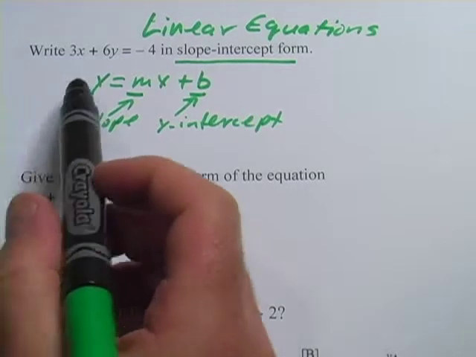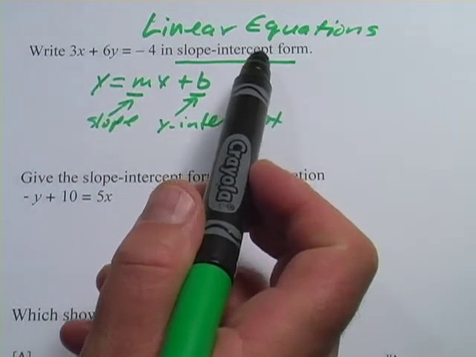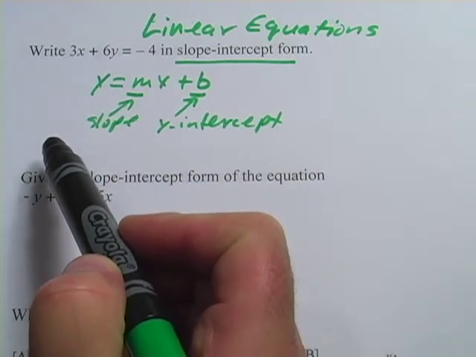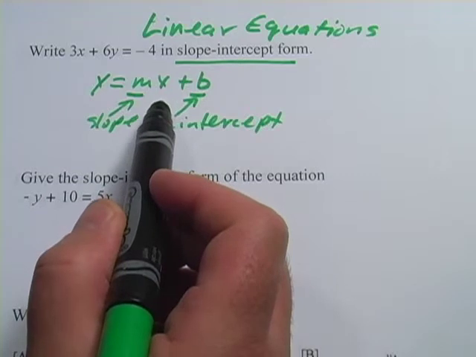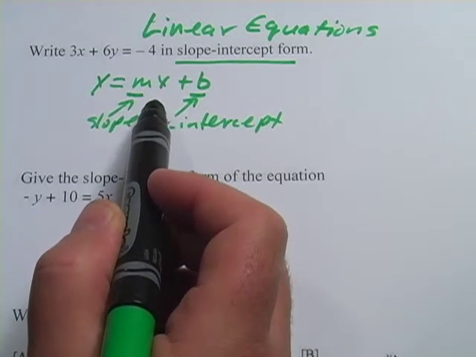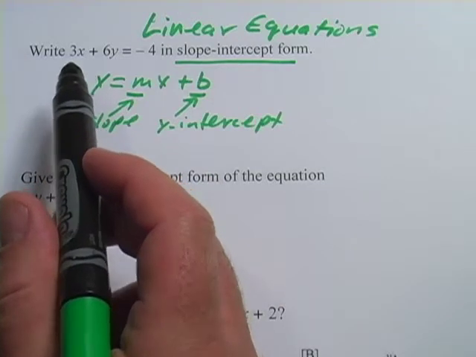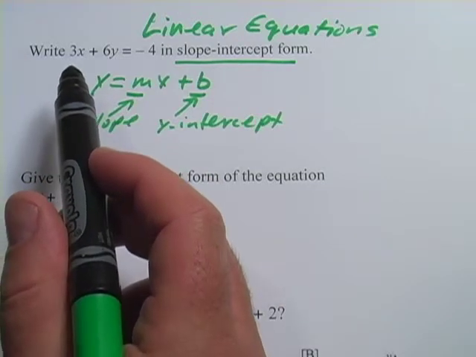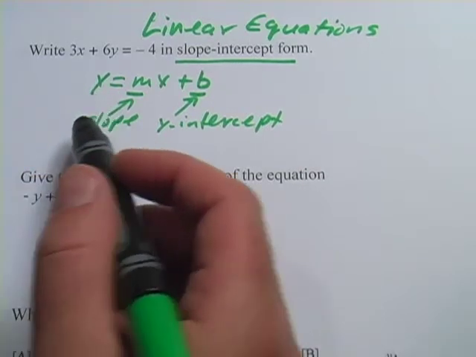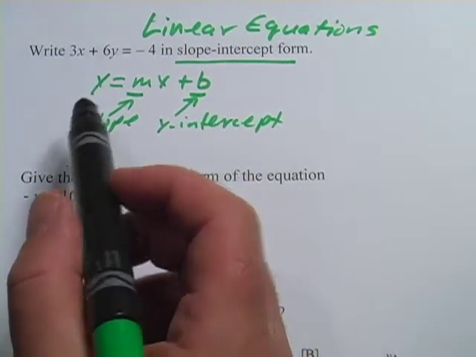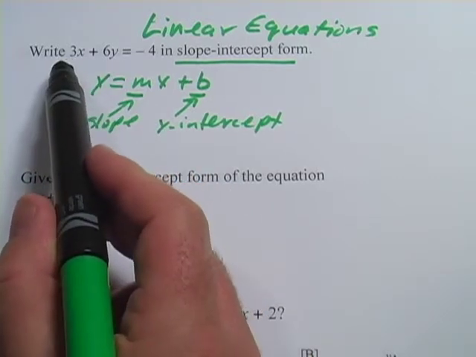So the question here says, write 3x plus 6y equals -4 in slope-intercept form. So how do you do that? Well, you want to get y over on the left and everything else over on the right. We're going to take this 3x first and move it. You're not really moving stuff. All you're doing with algebraic equations is adding, subtracting, multiplying, dividing, etc., but it has the effect of moving this 3x. Let me show you how to do that.